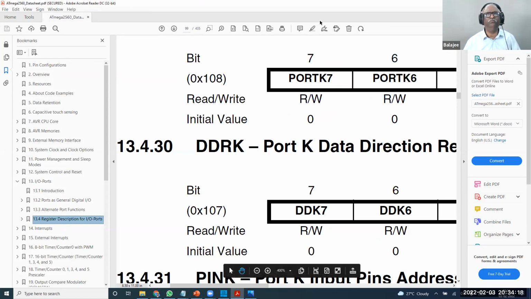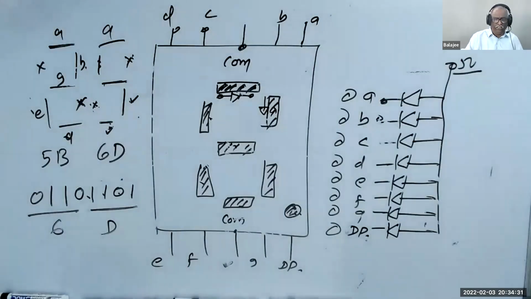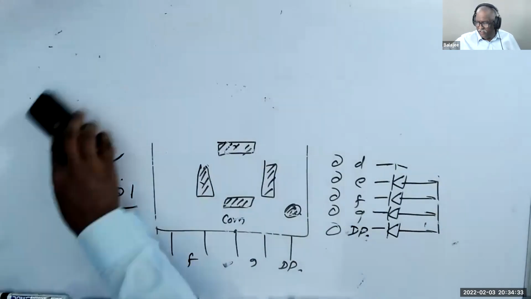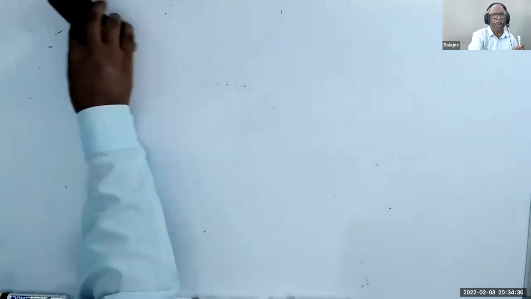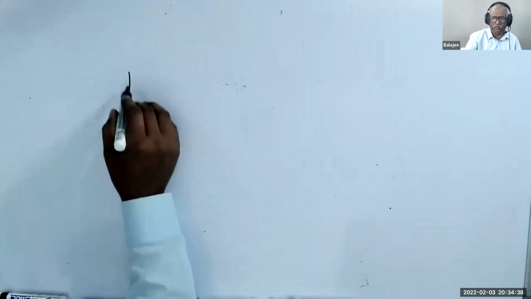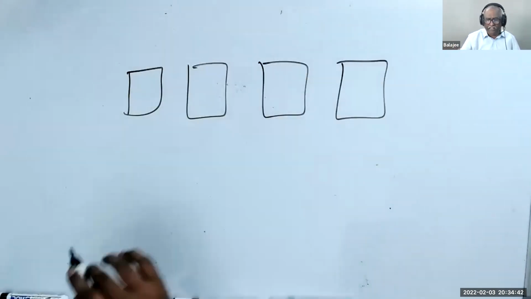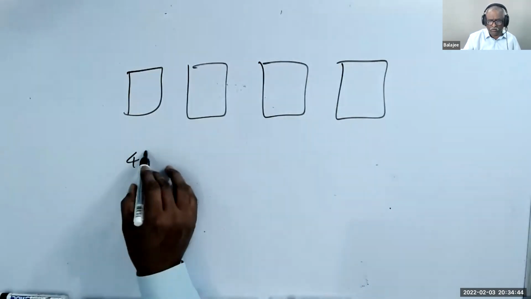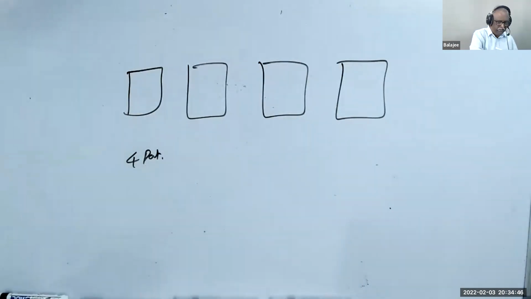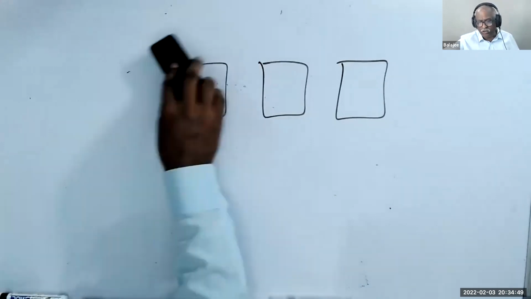Now let's go to the board. So I have shown you how to control 2 displays. Now, how do I control 4 displays? If I have to control 4 displays, think of it, then it is 4 ports. Am I right? But these people did a very beautiful thing.